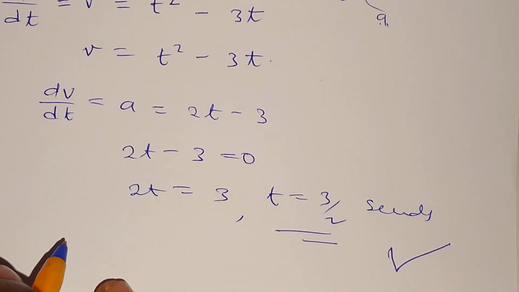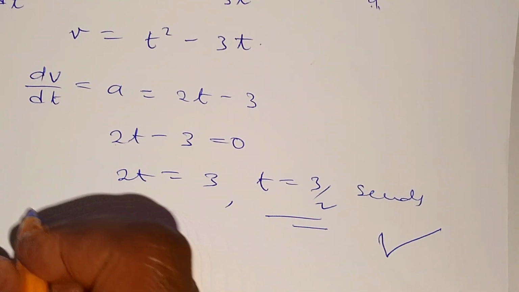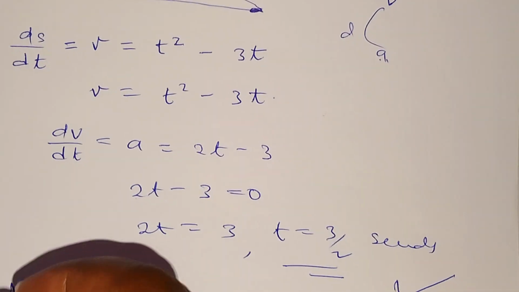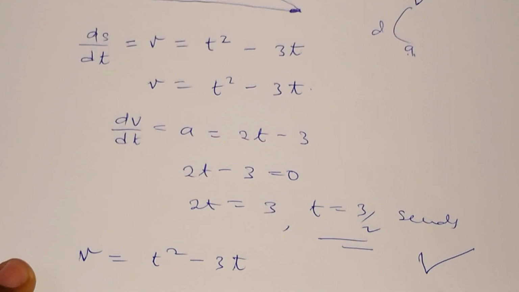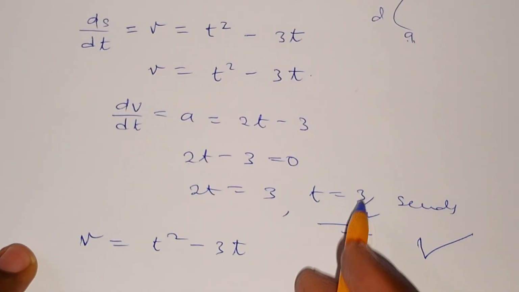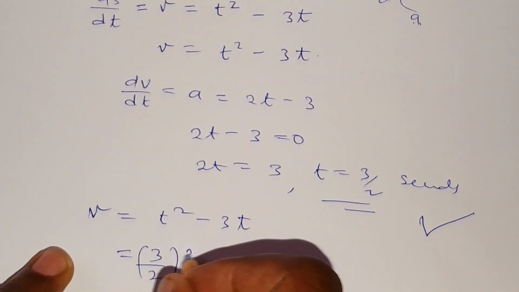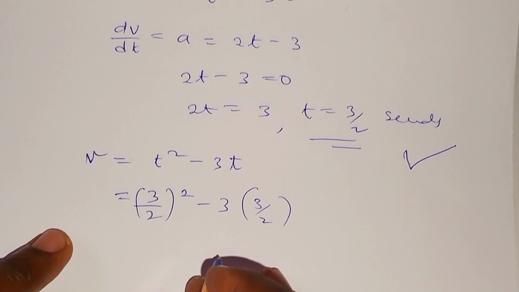So we need to find now the velocity of this body that was moving. So we are going to go back to the expression for the velocity, which is v equals t squared minus 3t, and in it we substitute 3/2. So you have (3 over 2) squared minus 3 times 3 over 2.